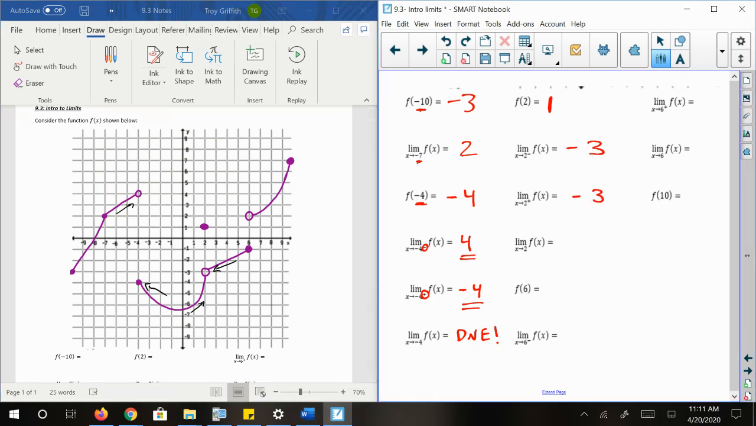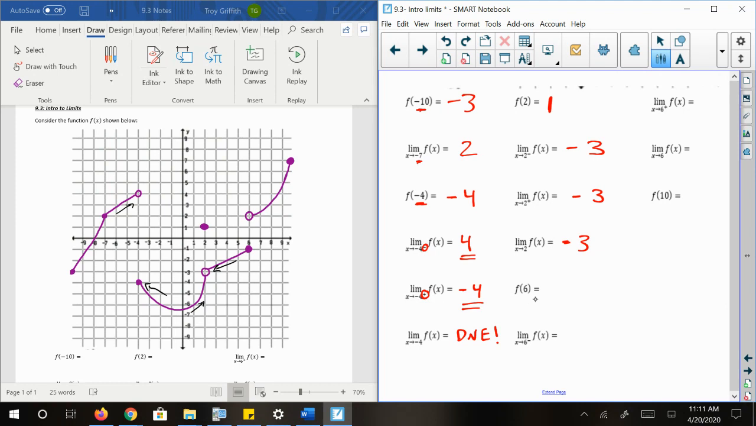So now if I ask the question, does the limit as x approaches 2 exist? Well, from the left side and the right side, it's the same. Therefore, it does exist, and that limit is negative 3. From both directions, I'm approaching a y value of negative 3.